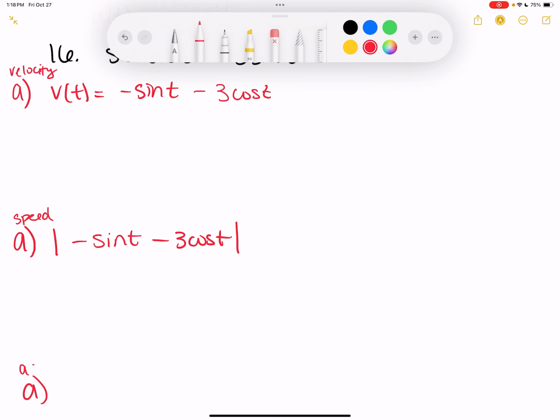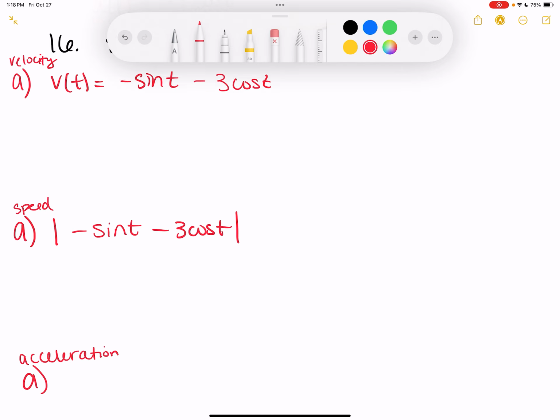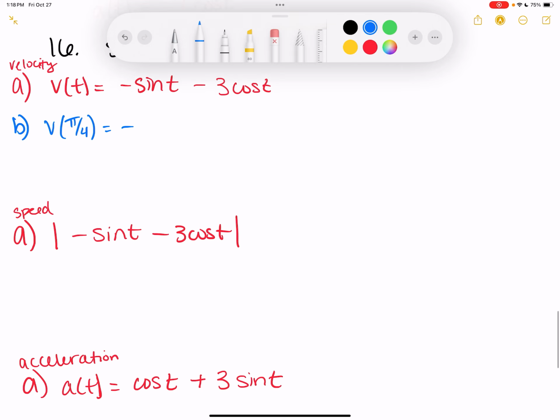And then acceleration would be what? Oh, I got this one. It would be cosine t plus 3 sine t. Yep. And then now part B is to go back and evaluate it for t equals pi over 4. So v of pi over 4 is going to be negative sine of pi over 4 minus 3 cosine of pi over 4.